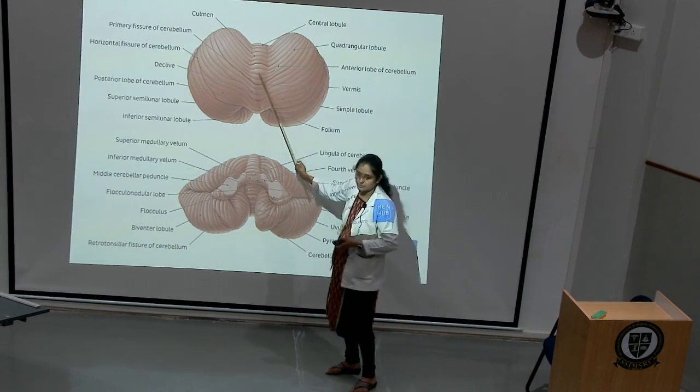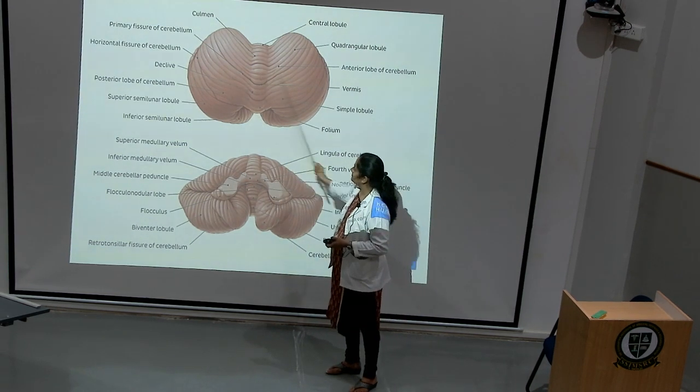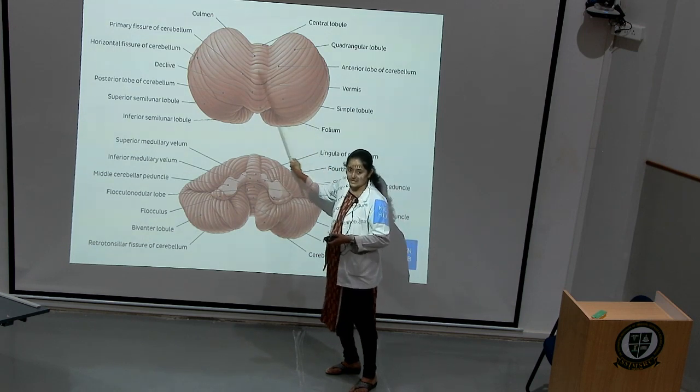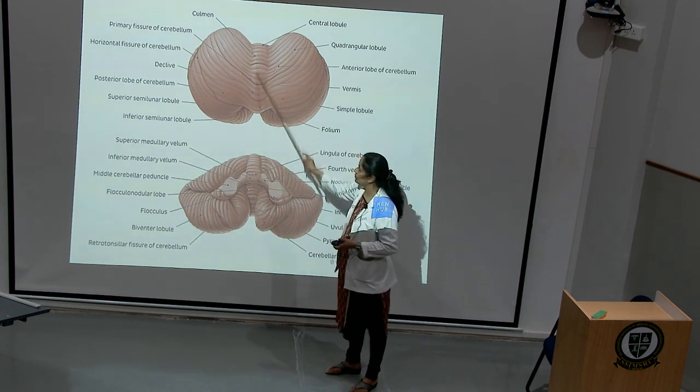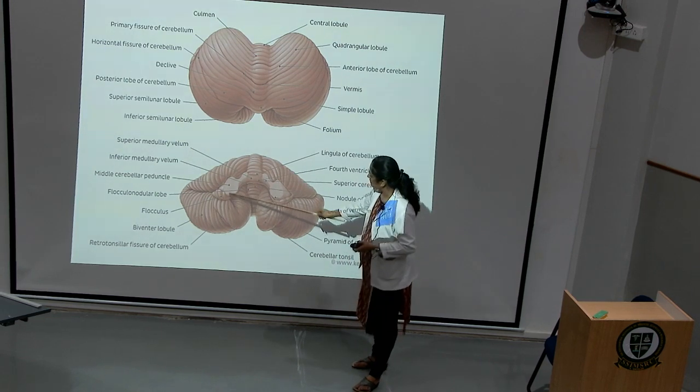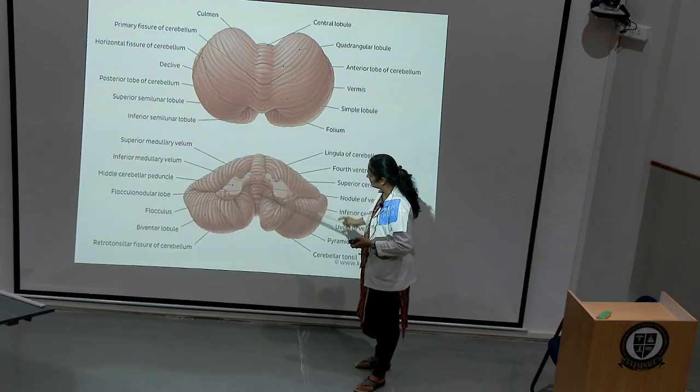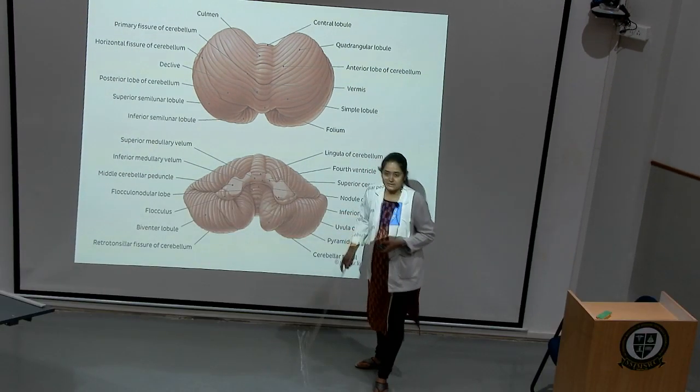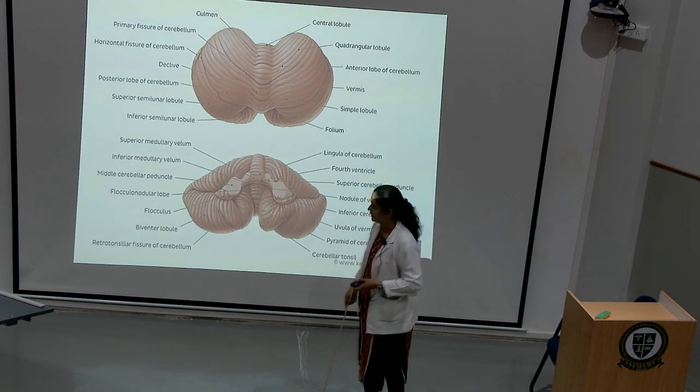Now on the superior surface you are seeing the two cerebellar hemispheres appear to be continuous with each other through the superior vermis, whereas on the inferior surface you can clearly make out a notch present here, and this notch is called the vallecula.